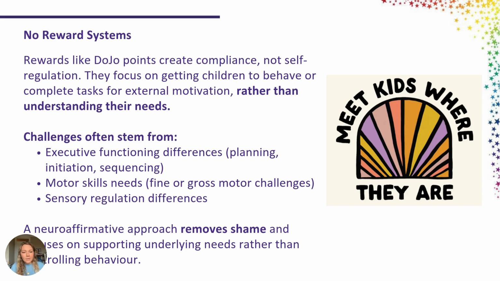Oftentimes, when we're using reward systems, we will miss underlying difficulty. This could be executive functioning differences. They may have difficulty planning or initiating, that means starting a task, or sequencing, so knowing which order to do things in. They might have motor skill needs, it could be fine or gross motor difficulties, or they could have sensory regulation differences. When we're moving towards a neuroaffirmative approach, we're removing shame and we're supporting those underlying needs rather than thinking about behavior.